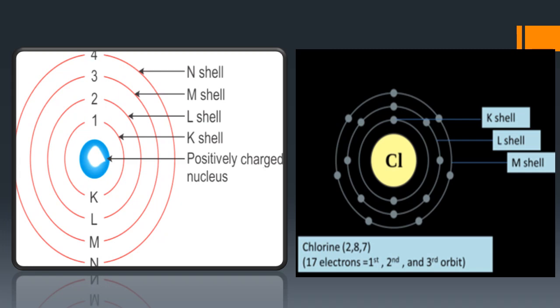Now students, here you can see an example of a chlorine atom. The atomic number of chlorine is 17. So the electronic configuration will be 2, 8, 7. That means the K shell will hold only 2 electrons, in the L shell 8 electrons will be there, and in the last M shell 7 electrons will be there.